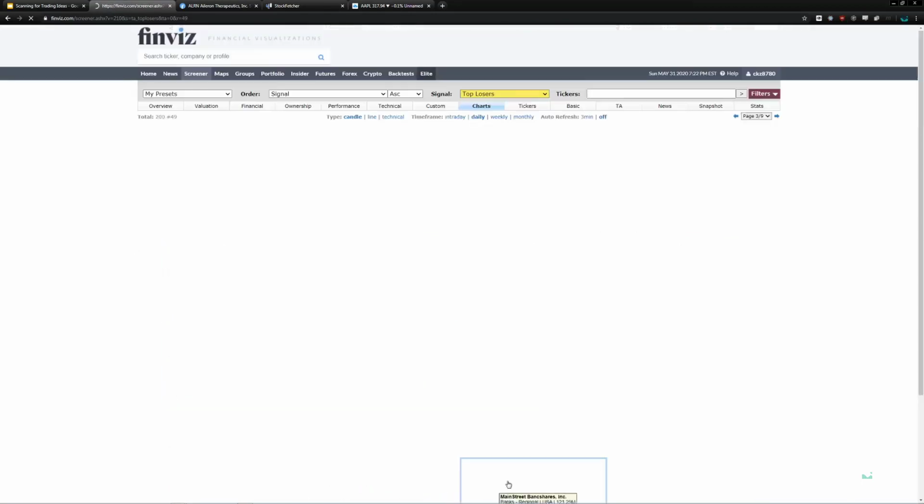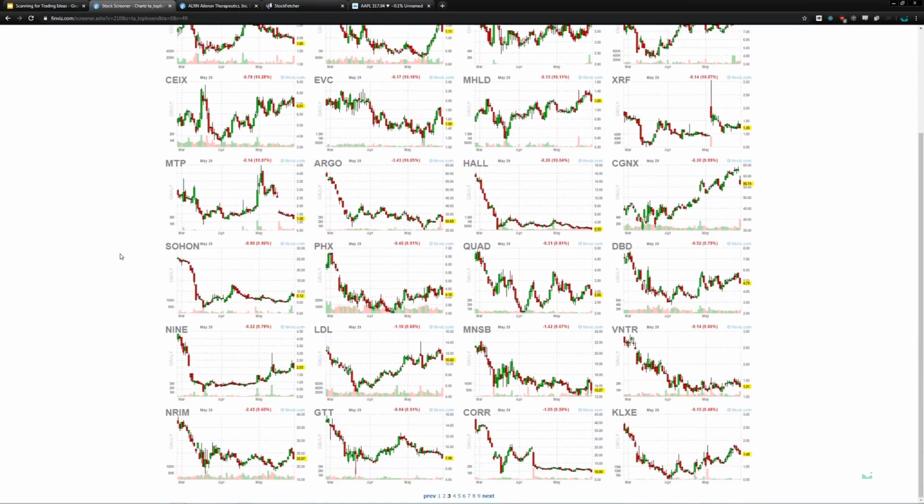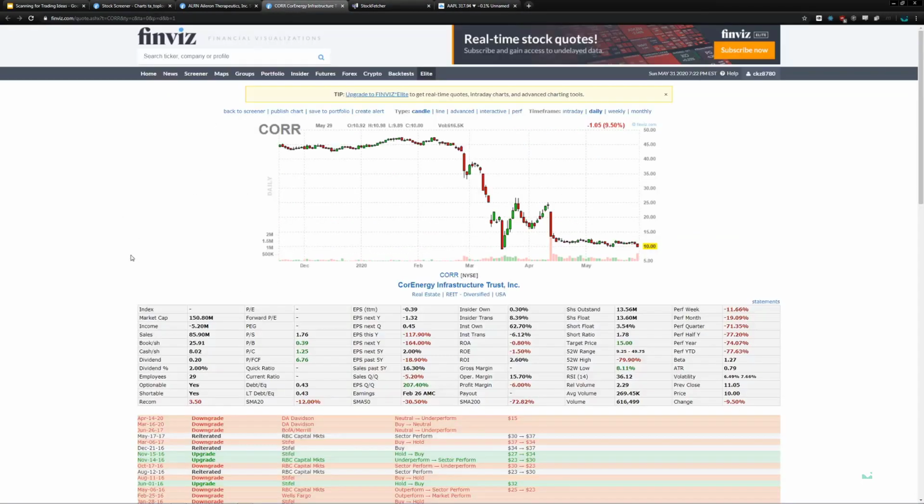I don't use this scan quite as much, but I do look for things like this CORR. It looks like it's a REIT, a real estate investment trust. It had support back in March around $10, and it's been kind of dangling right above $10 a share. The volume came in just a little bit towards the end of last week.